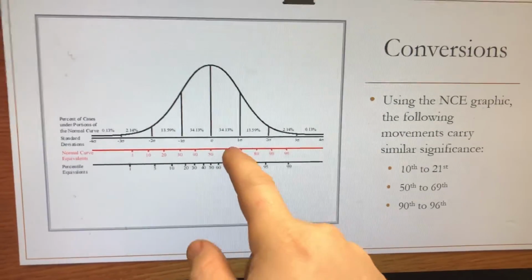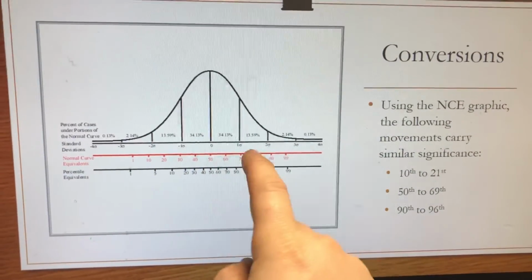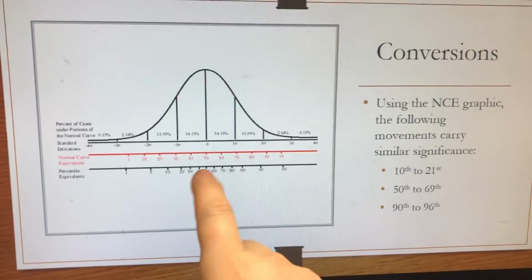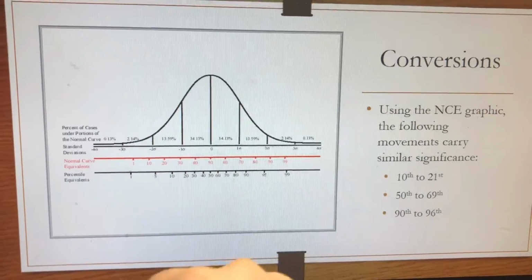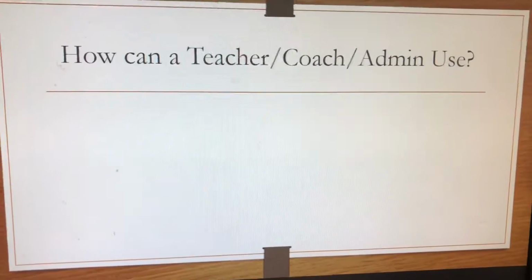Same thing if you want to say, am I concerned about a drop? You can use this normal curve equivalent right above the percentile equivalence to determine if the movement is in your category you've created of significance.